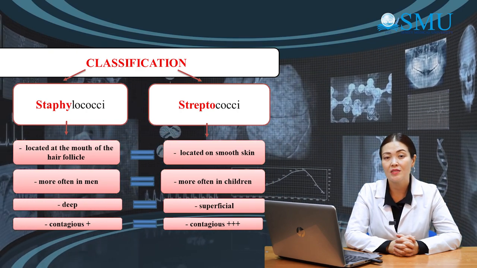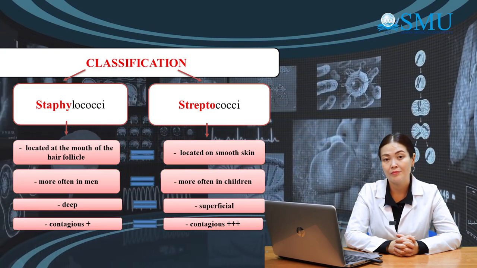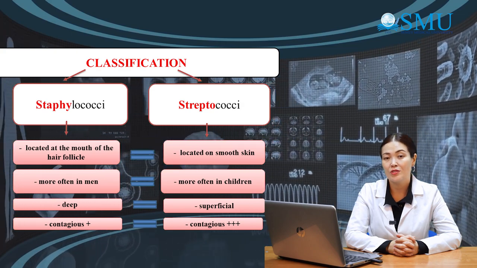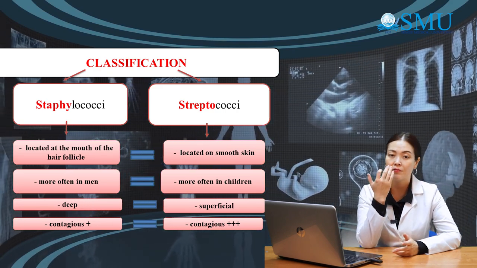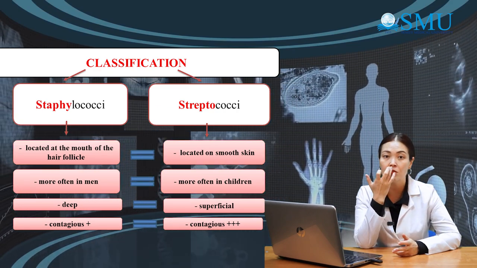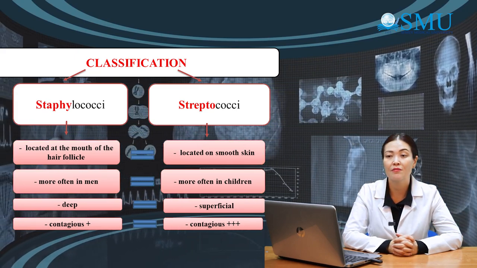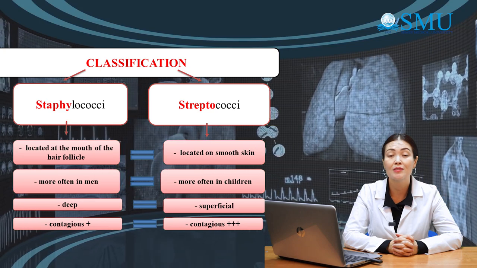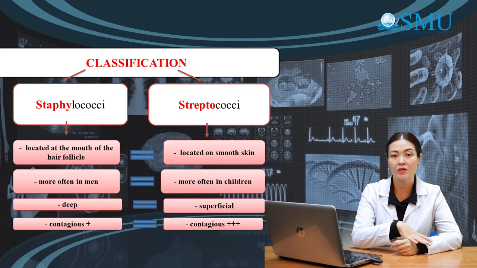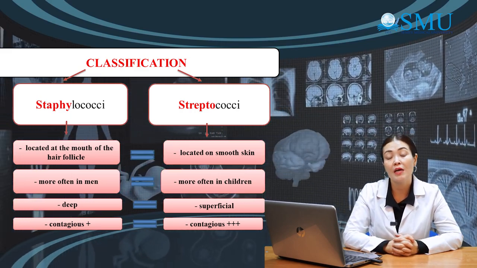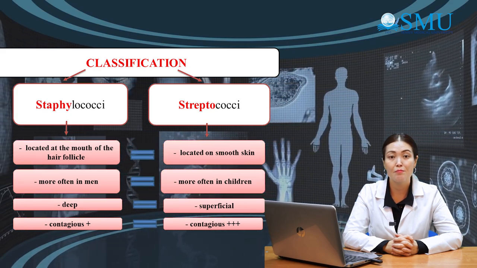Next, who of us has more hair on the body? Of course, men have more hair on their body. They have hair follicles on their face region, and some men, especially men who have a great level of testosterone, have hair on their chest, back, hands and legs also. So it means that by epidemiology, Staphylococcus type of bacterial infection you can mostly see in men.